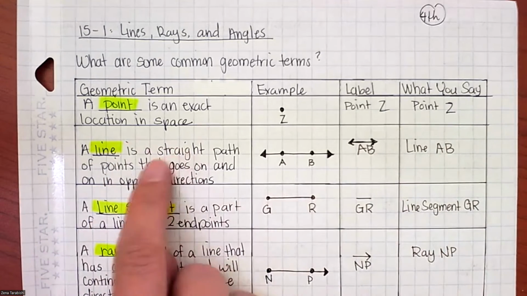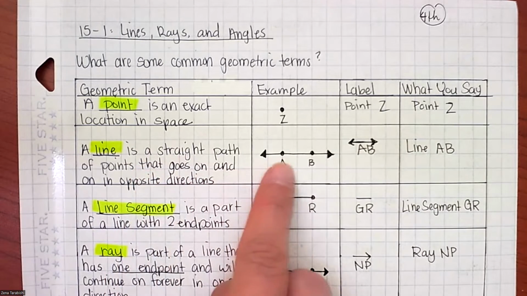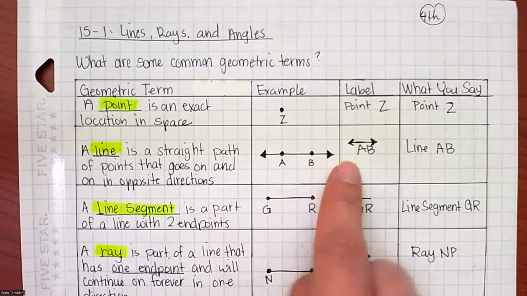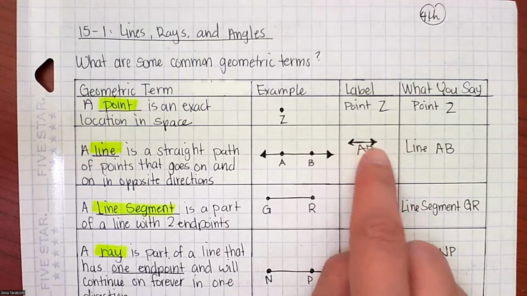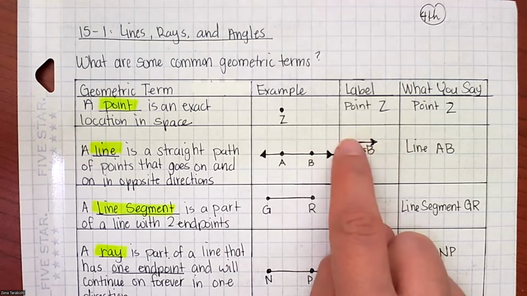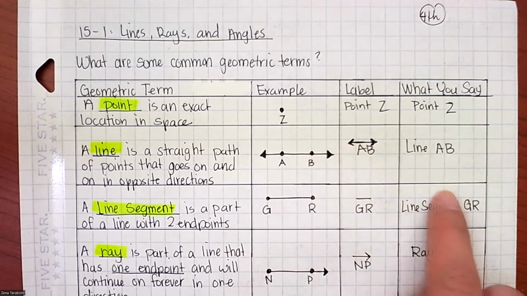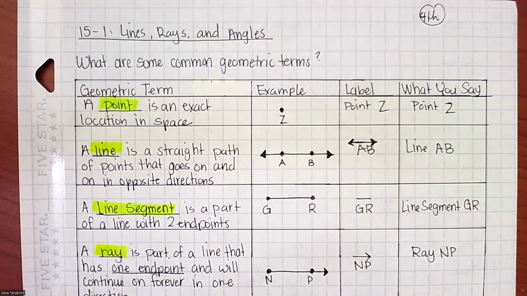A line is a straight path of points that goes on in opposite directions. So it goes forever this way. It also goes forever that way. When you want to label it, you draw a line AB and you draw the 2 arrowheads on either side to show that it goes out forever. And you label it line AB.